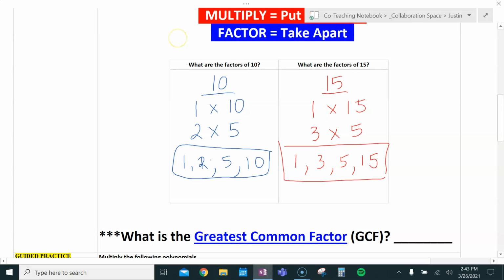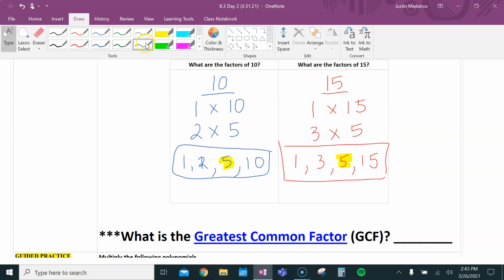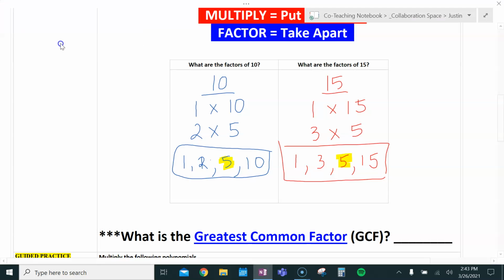What is the largest number that both of these boxes or rectangles that I just did share? So you can see that 5 is the largest number that both of these numbers share. So our greatest common factor for these two numbers is actually 5.